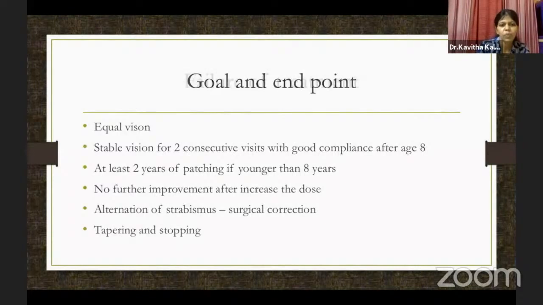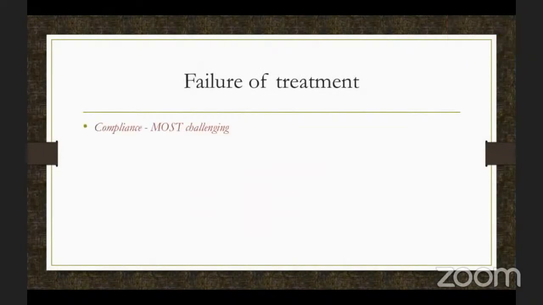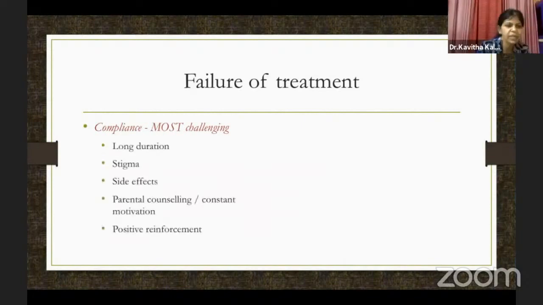So why is there a failure of treatment? Failure of treatment is very common, especially because of compliance. Because it is a very long duration of treatment, compliance becomes a challenge. It can be a stigma because we patch the eye and children do not go out, they cannot play and all that. And side effects to patching sometimes can be a limiting factor. So we have to include parents and make it an inclusive treatment. And positive reinforcement can be a very good option to improve compliance.